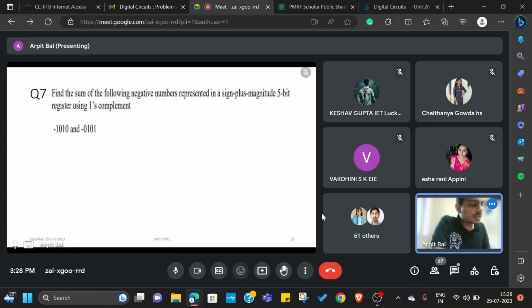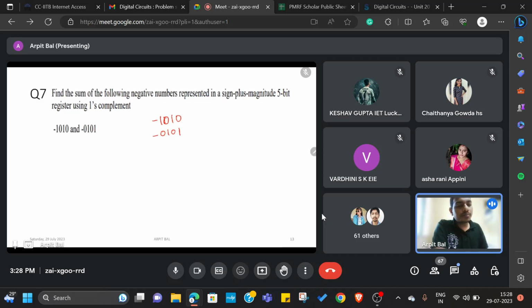Okay, so this question is, find the sum of the following negative numbers represented in a sign magnitude 5-bit register using 1's complement. So we have two numbers, minus 1 0 1 0 and minus 0 1 0 1. It said that we need to represent it in a 5-bit register. So now we have only 4 bits, so let us append a 0 to make it 5 bits: 0 1 0 1 0 and 0 0 1 0 1.